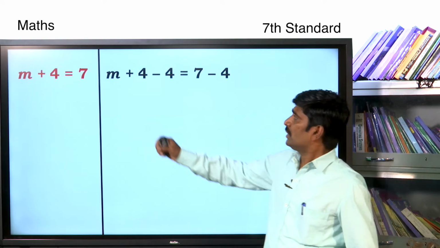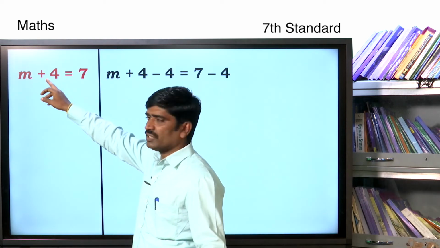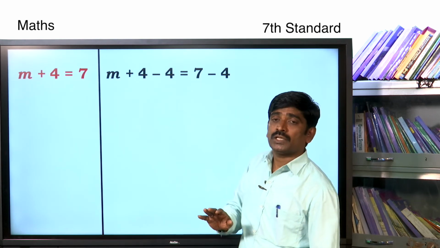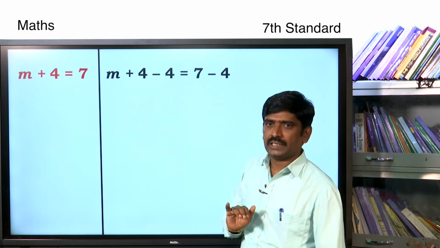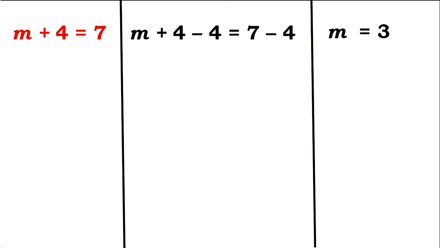See here. m plus 4 is equal to 7. What is here? Addition is here. Plus 4. If there is addition, the reverse process is done here. That means plus 4, subtract 4 from both sides. That means m plus 4 minus 4 is equal to 7 minus 4. Then 4 minus 4 is 0, 7 minus 4 is 3. Therefore, m is equal to 3.